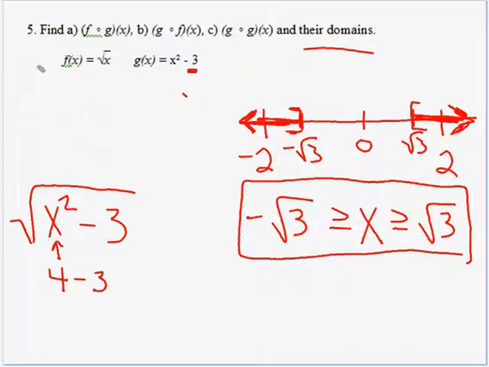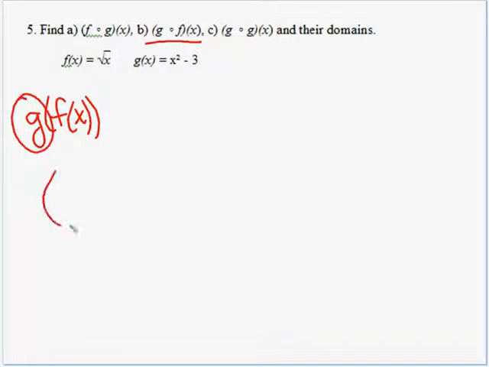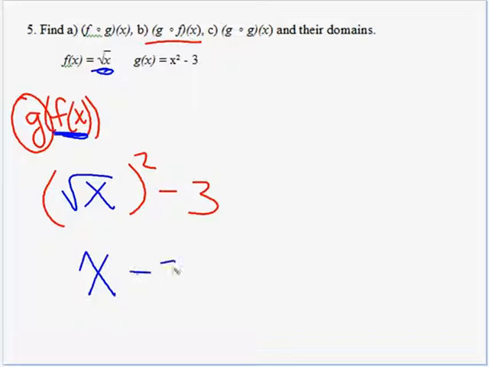So that was part A. We found f of g of x. Let's look in the other direction. Part B is g of f of x. So the outer function is g. I'm going to copy my g function, which was x squared minus 3, leaving an open spot where the x was. And into that open spot goes the f function, root x. So let's see here. If I square this radical, it just becomes x minus 3.